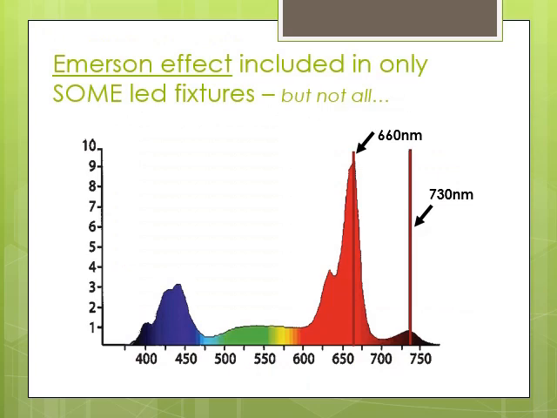So if it's an LED light, you need to make sure that there is a peak up in the 720 to 740 nanometer range in order to achieve the benefits of the Emerson effect. And of course, the amount of far red produced makes a difference too. So you don't want just a tiny bit, you need a fair amount. And unfortunately, far red LEDs are not very efficient at producing huge amounts of photons. So that can be a real challenge.